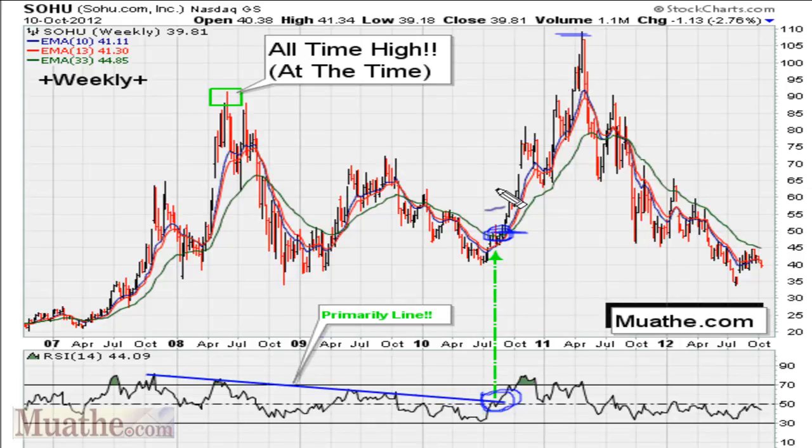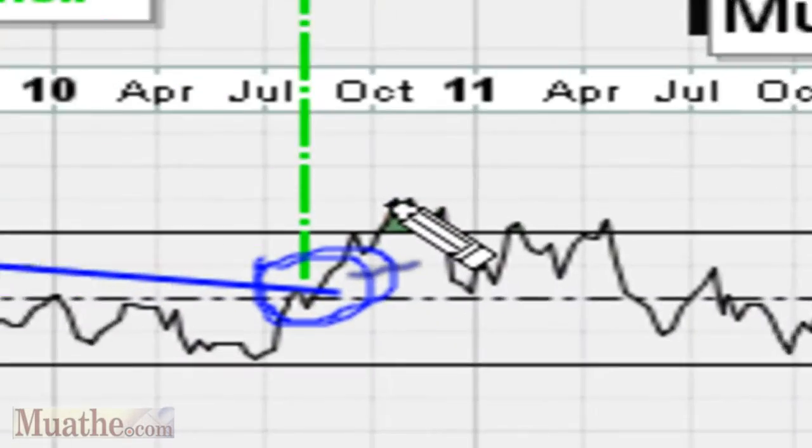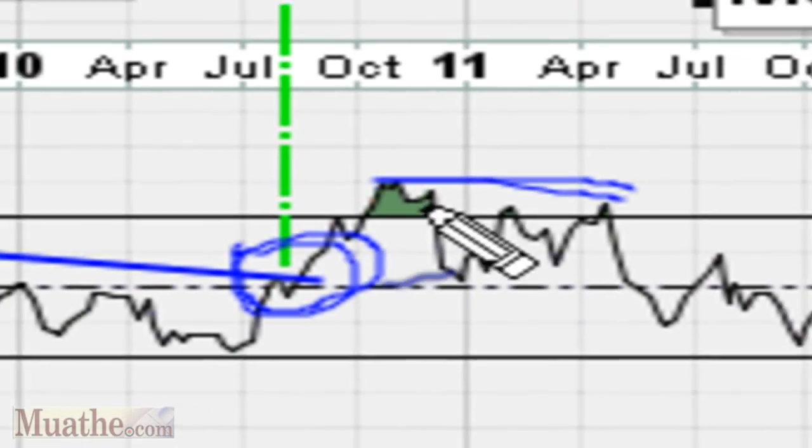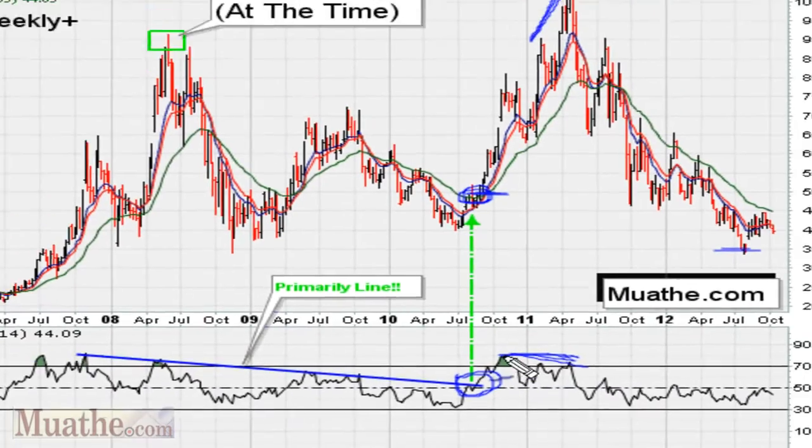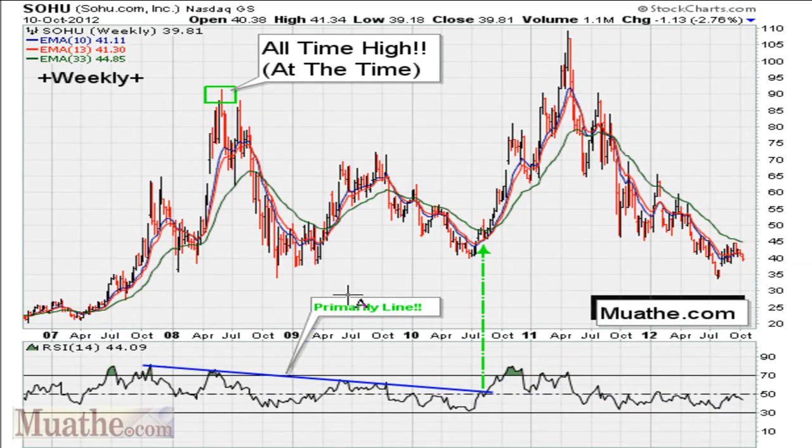Again, on this chart, we see another sell signal before the stock fell from 110 all the way to 35 again. We see that weekly chart was making new weekly all-time highs here, but the technicals were deteriorating here. That was negative divergence, and that was your cue to get out.